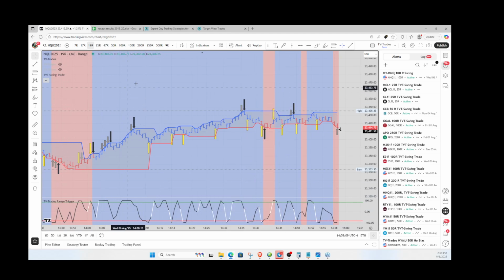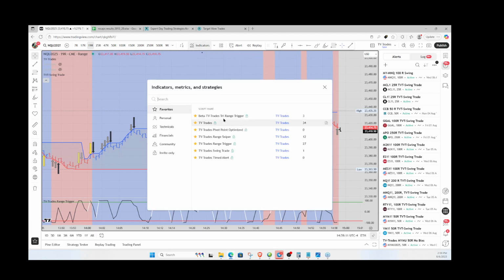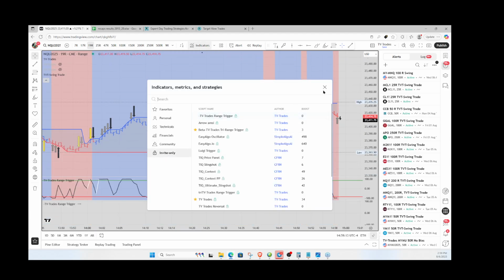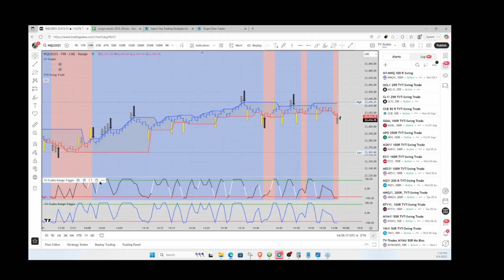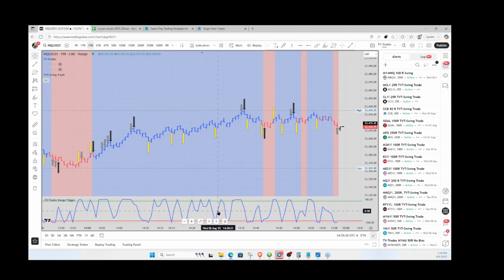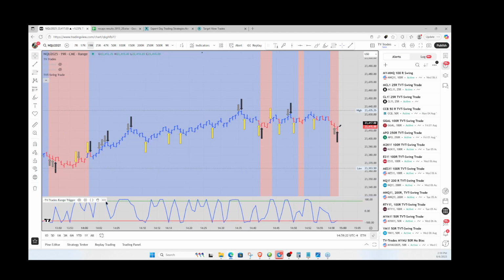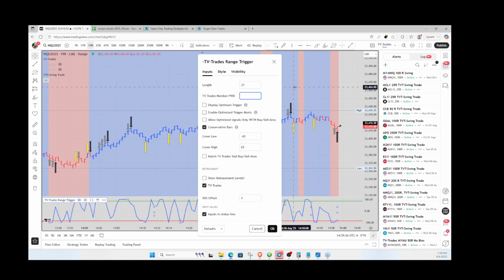Okay, let me do it this way. Let's use this guy. So this is what it looks like when you first put the TV Trades range trigger on. Okay, let's get rid of that one. This is what it looks like when you first put the TV Trades range trigger on, just a basic trigger. So you come up here and put in the password. Okay, and once you do that, it enables other things.